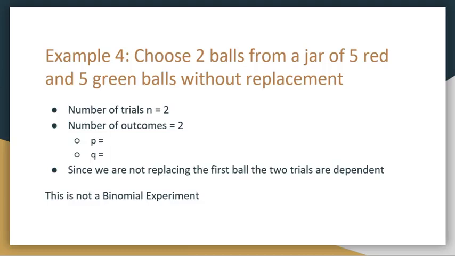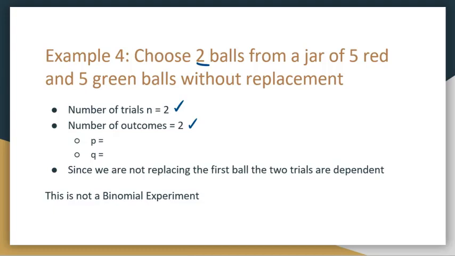Now, we're going to choose 2 balls from a jar of 5 red and 5 green balls without replacement. In this case, number of trials, we know it's fixed, it's 2, we're picking 2 balls. Number of outcomes, there's 2. We're going to choose either a red ball or a green ball. However, we don't know what P and Q are because they're constantly going to be changing.